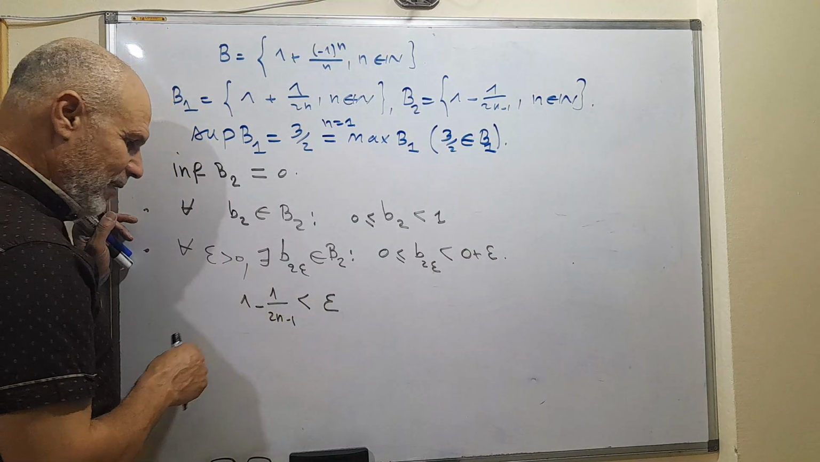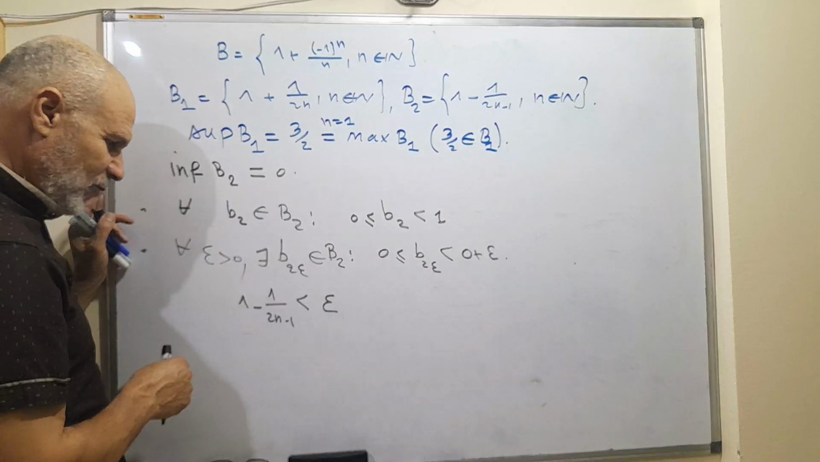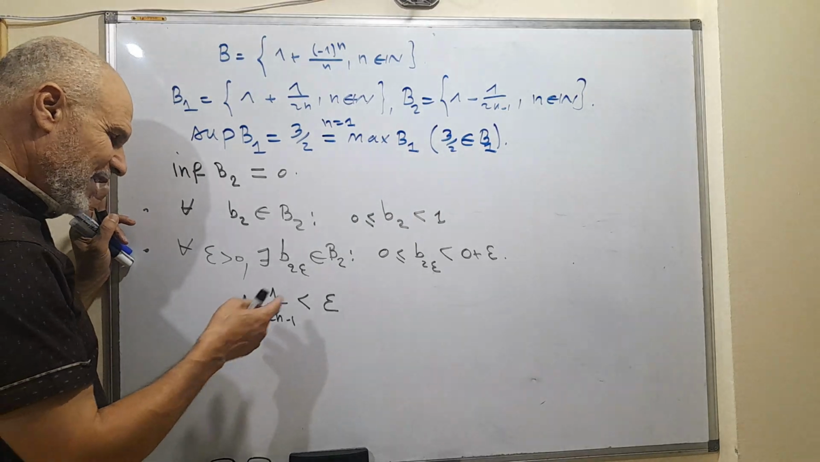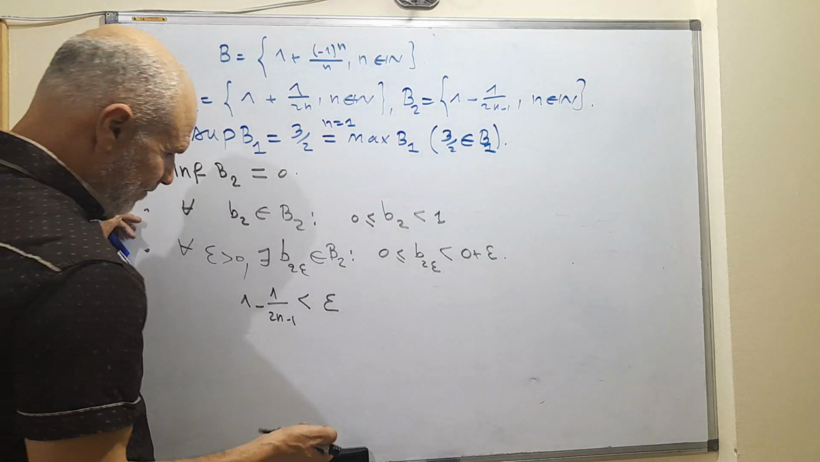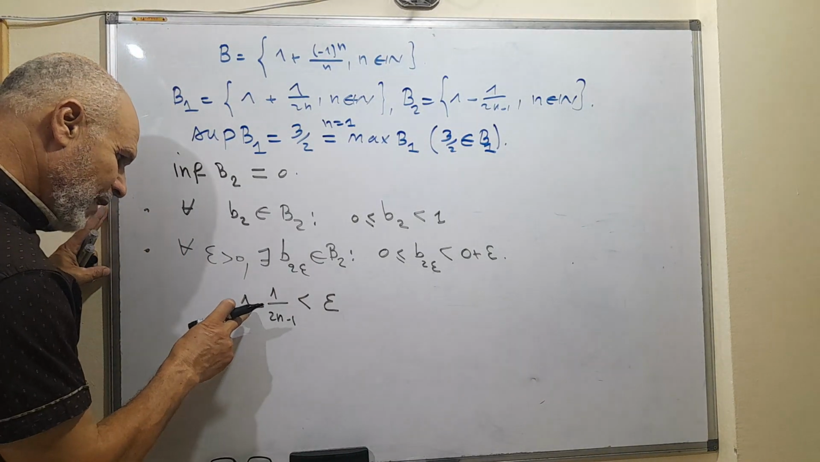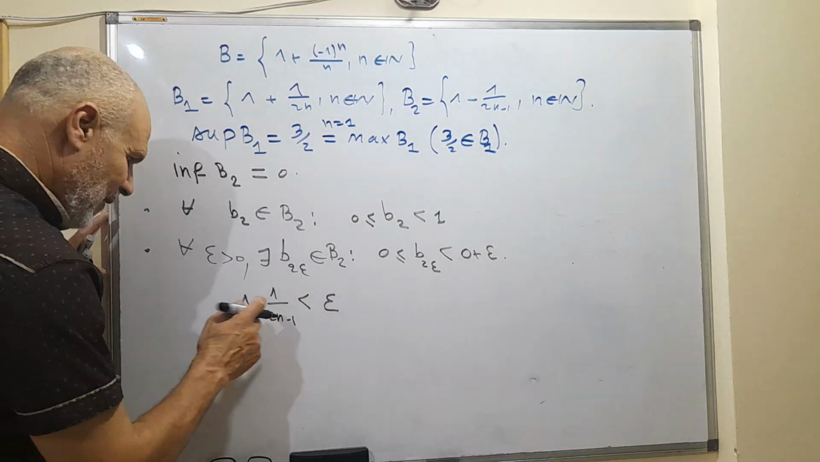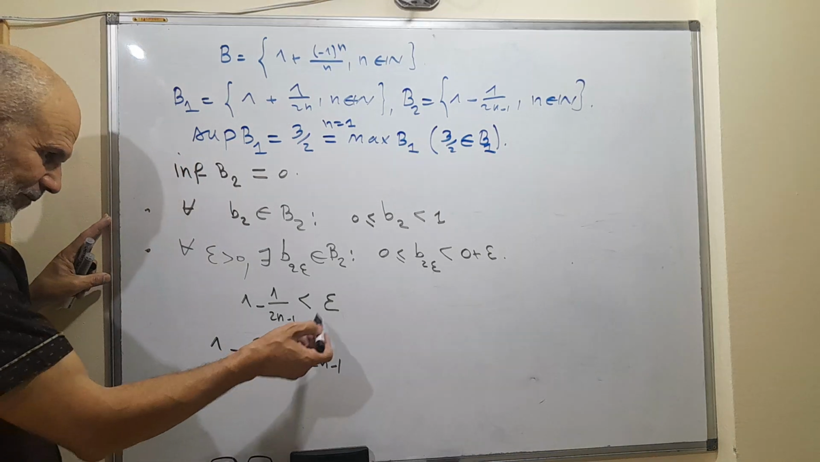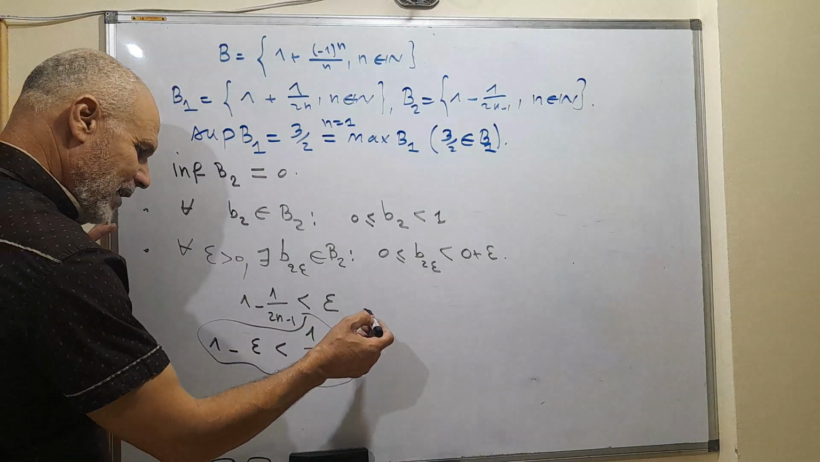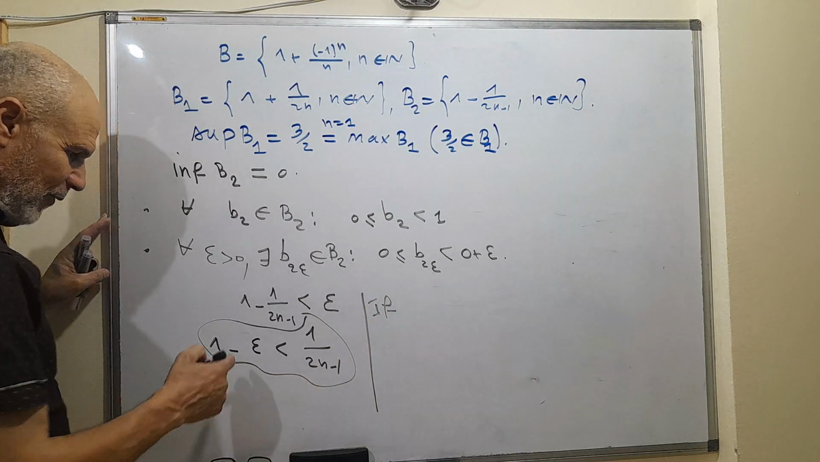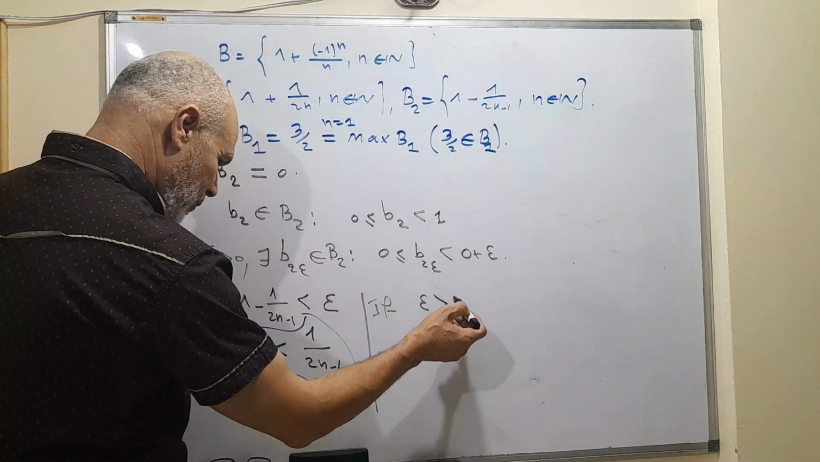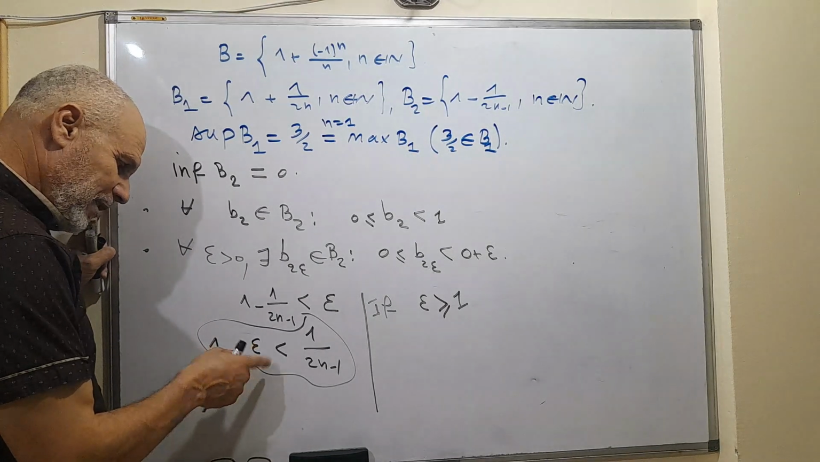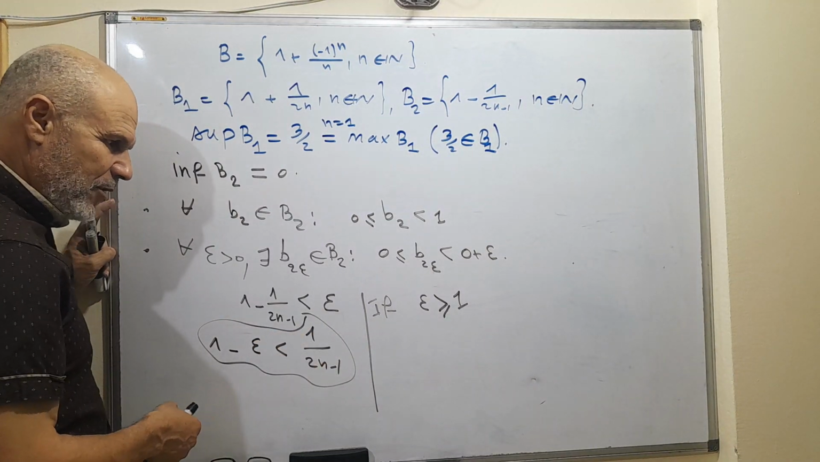If epsilon is greater than or equal to 1, this is trivial. Why? Because here we will get 0 or negative, and this is positive, so it is always true. Otherwise, epsilon is strictly less than 1, and we have to see if this is possible. In this case, we take this one from this one and this one from this one. We will get 1 minus epsilon less than 1 over 2n minus 1.